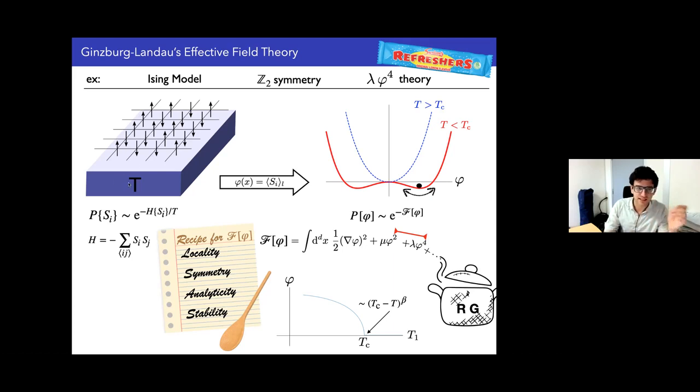To capture the essence of the magnetic transition between paramagnetic and ferromagnetic phases, the key idea of Landau is to elevate this order parameter, which is magnetization in that case, to the rank of a fluctuating field. So instead of working with magnetization S, you work with a field phi of x. And instead of working with the Gibbs-Boltzmann measure, which involves the Hamiltonian of your spin system, you now work with a free energy functional, a Landau free energy functional, F of phi.